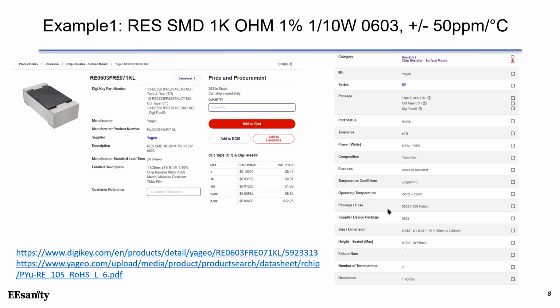This is a real part from DigiKey. We can see the basic information as shown here. This is a surface mount 0603 package, 1 kilo ohm, 1% tolerance, 0.1 watt power rating, and plus minus 50 ppm per degree C. This is the information copied and pasted from DigiKey. Oftentimes, you want to double-check the specs by opening up the datasheet attached in this link. In this case, the datasheet gives the same value of plus minus 50 ppm per degree C.